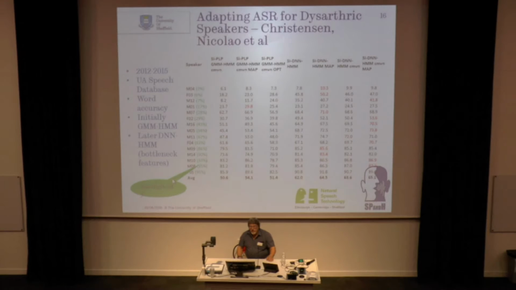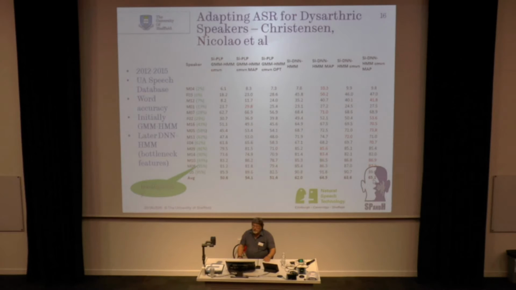And obviously I'm not going to go through this huge table, but just to point out, in the last 5 years or so, these are the different schemes for adaptation that have been tried by Heidi Christensen and latterly largely by Mauro Nicolao. And as you see, over time, GMMs become DNNs. And these are the 16 speakers in the database, ordered by their subjective intelligibility. And you can see that you can do pretty well. Over time, our average over all these speakers has risen to that 65.1 accuracy.